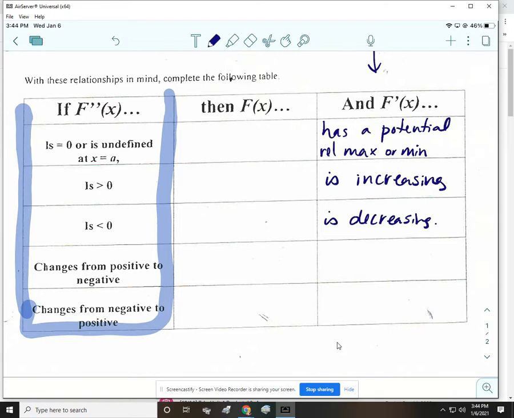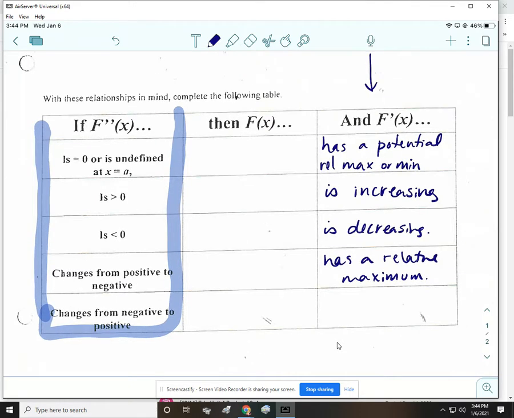If the second derivative changes from positive to negative, the first derivative has a relative maximum. If the second derivative changes from negative to positive, the first derivative has a relative minimum.